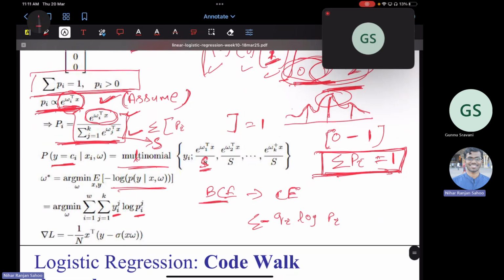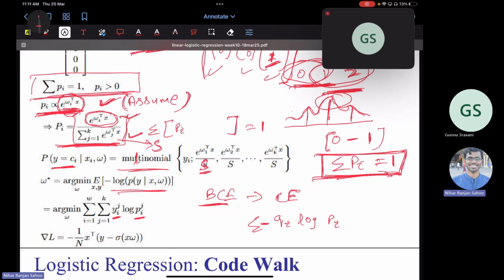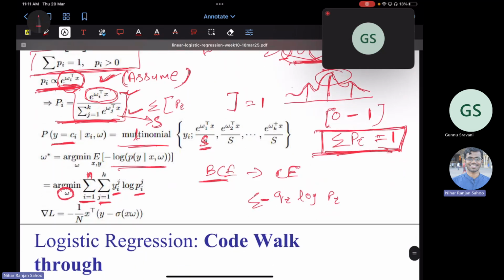And now we have a multi-class scenario. So it's not only over all the data points, it's also over all the classes. So you have to find the optimal W, not only for all the data points, but also for the classes. That's why this argmin formulation has another summation term, right?